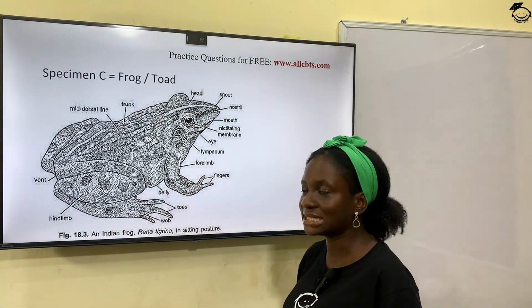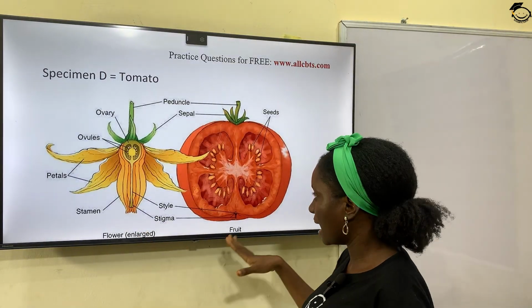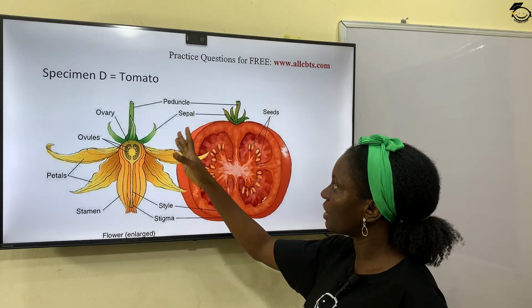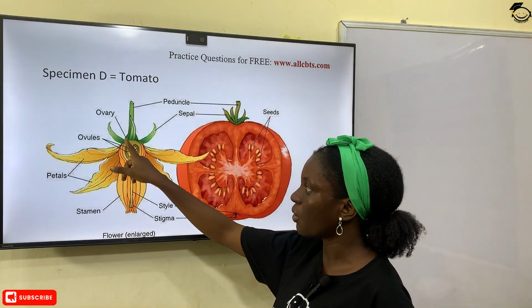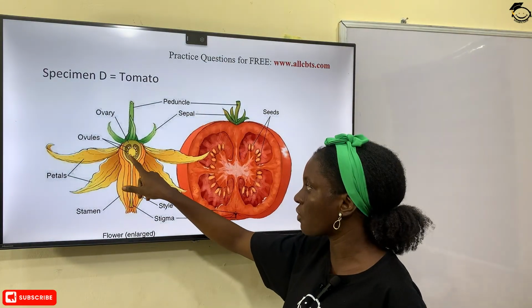For specimen D, we have flower and fruit. For the flower, we have the ovary. If you can see it, the ovary houses the ovules.